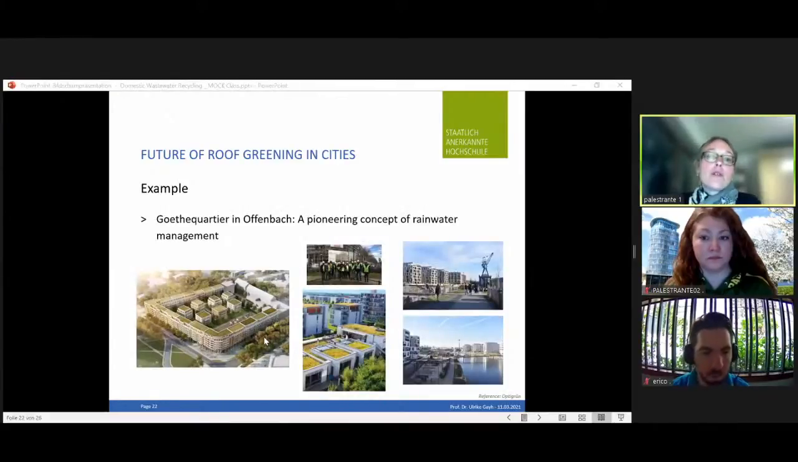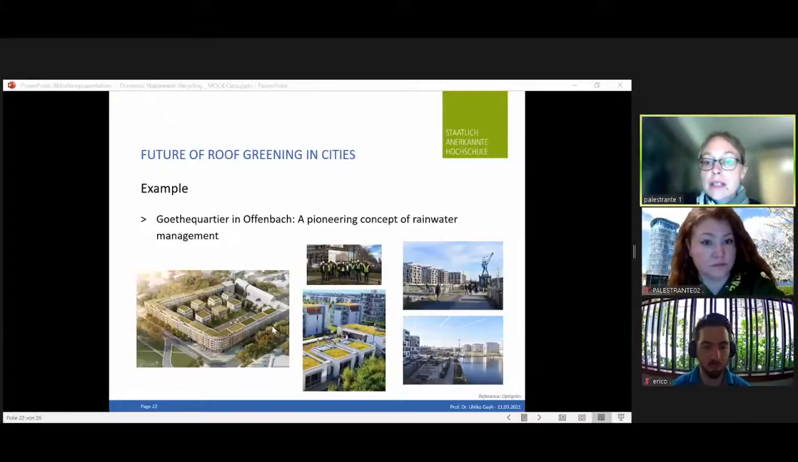One aspect for roof greening, I just want to show you this new area. It's called Goethe Quartier. This is in Offenbach, and this is a pioneering concept of rainwater management. They use all the rainwater which is coming. They store it. So they have this roof greening. They also fight against flooding if they come in rainy seasons or so on, and we're also having some floods of our rivers here in Germany.